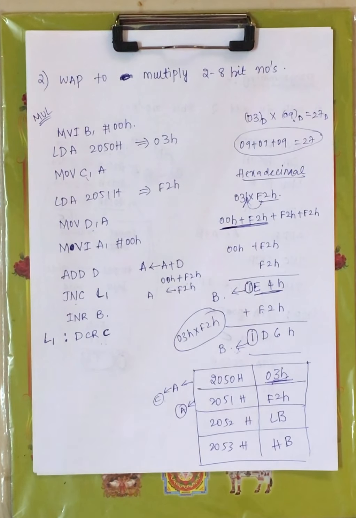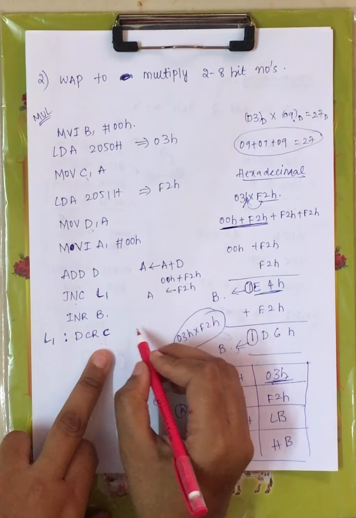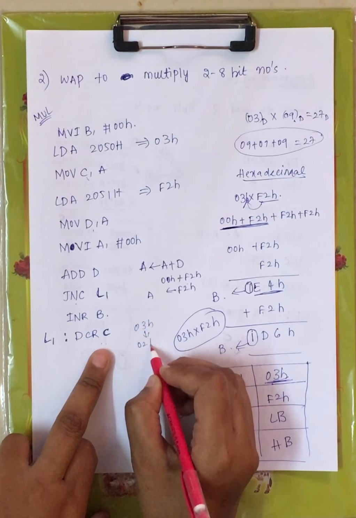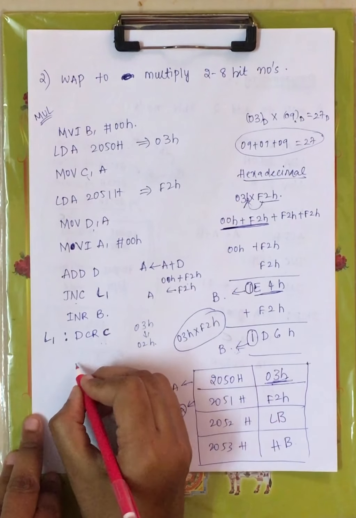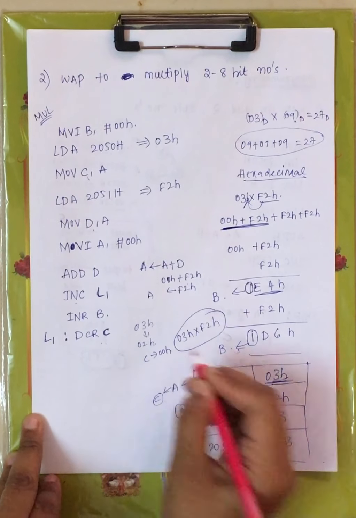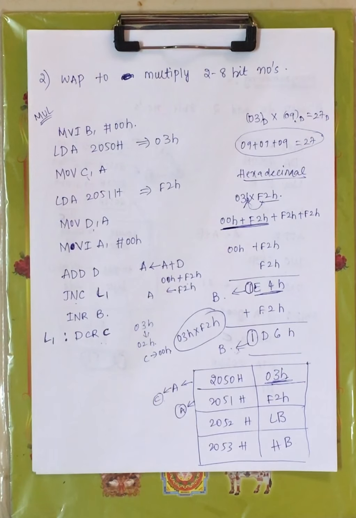Now after decrementing C, what is the contents of C? It was 03H. It has decremented by 1. What is the result? 02H. Now this has to repeat till C is 00H. Till C is 00H, this addition operation has to be repeated.